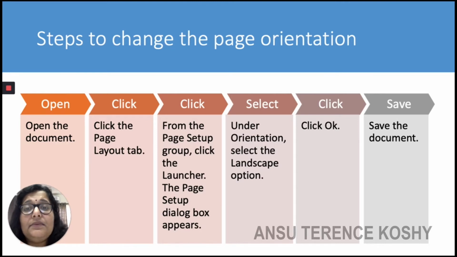The Page Setup dialog box comes up, and there under that you have the Orientation. You have to click on Orientation, then click the orientation that you want. If it is portrait and you want to convert it into landscape, click on the Landscape button, then click OK and save the document. Your document will be saved in the landscape mode.